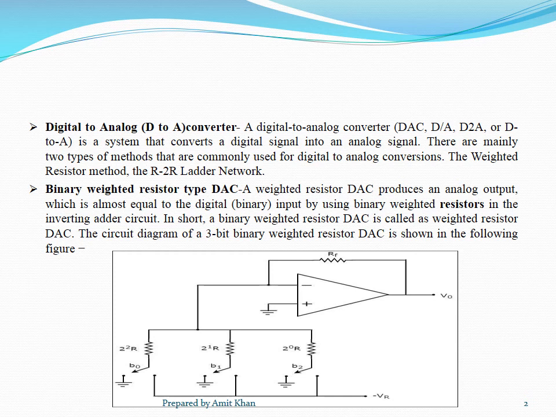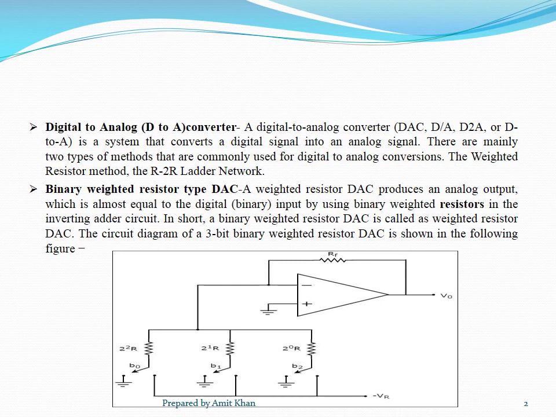There are mainly two types of methods that are commonly used for digital to analog conversion. They are the weighted register method and the R2R ladder network. So first we will study the binary weighted register type DAC. A weighted register DAC produces an analog output which is almost equal to the digital or binary input by using binary weighted registers in the inverting adder circuit. In short, a binary weighted register DAC is called a weighted register DAC.